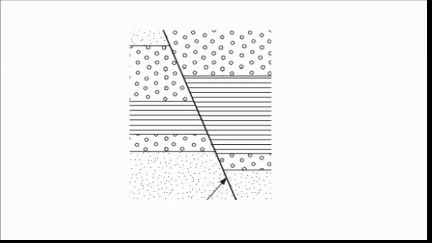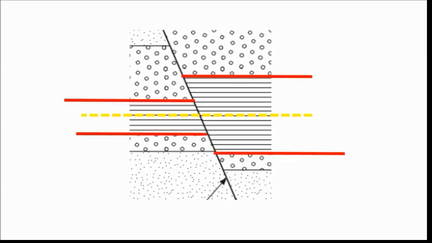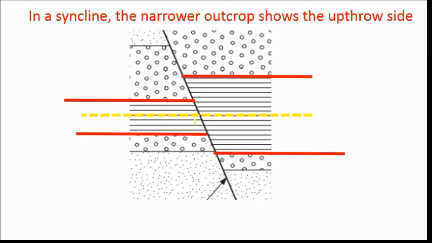Okay, let's apply that to our knowledge. This is the first map again. There's the axial plane trace, non-displaced. Look at the beds. This side much wider, this side much thinner. What did we say in the last slide? In a syncline, the narrower outcrop shows the up throw side. So we can fill this information in: upthrow and downthrow. So that's the first bit of information. But how can we work out if it's a reverse or normal fault?